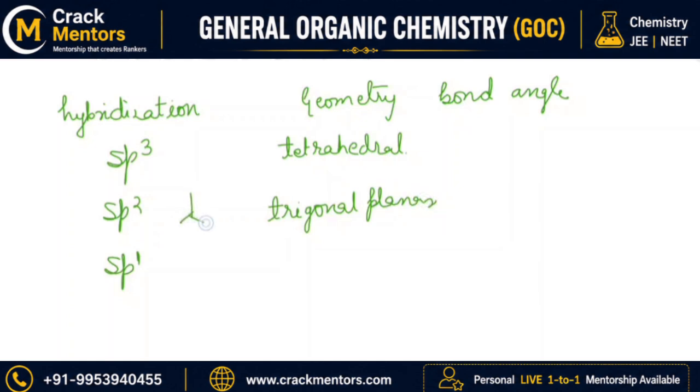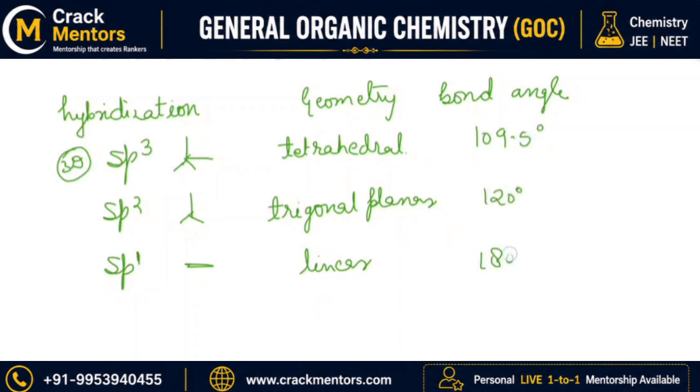sp2 was just like this, sp3 was like this, a 3D structure, and sp1 is a linear structure, just like this. So the bond angle in sp3 was 109.5 degrees, in trigonal planar it was 120 degrees, and in linear it was 180 degrees. Now it's your homework to write sigma and pi bonds here. How many sigma and pi bonds will be there?